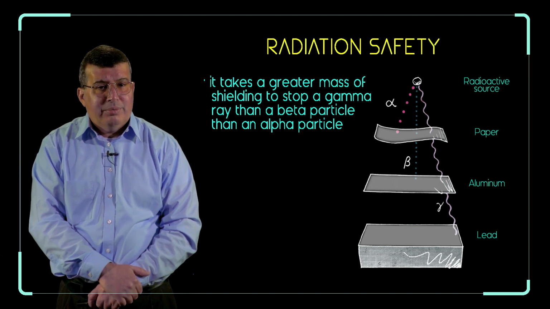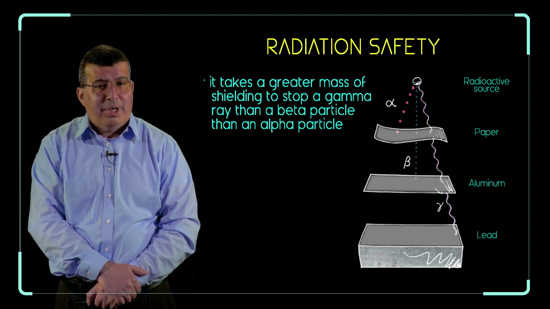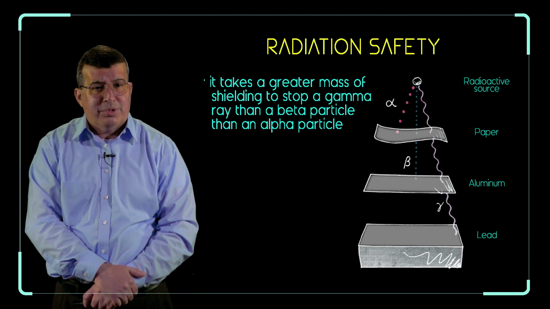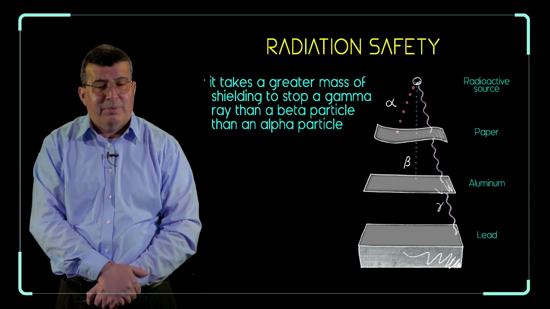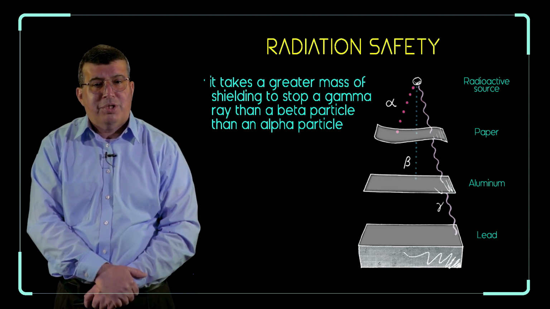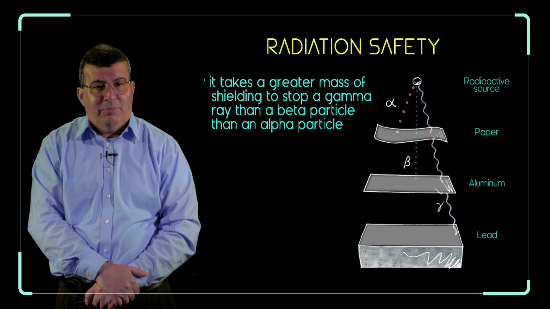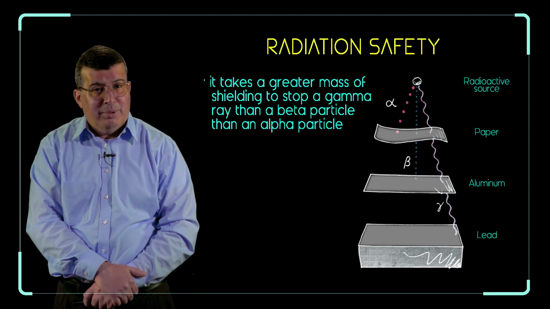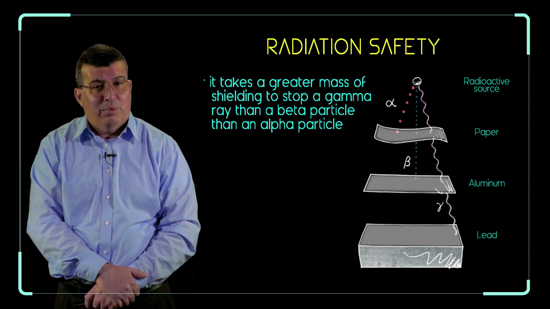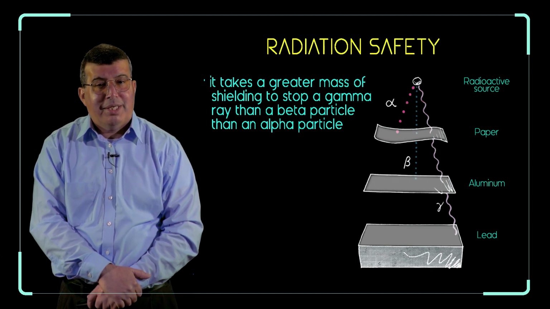A beta particle will go through the paper, but a piece of aluminum will stop a beta ray, for example. Now, gamma ray being most penetrating, you tend to need some lead to stop gamma rays. So alpha particles are stopped with just a little bit of shielding, beta rays take more shielding, and gamma rays take even more.